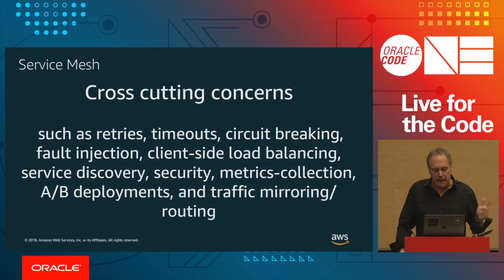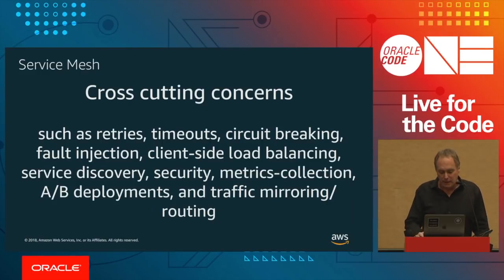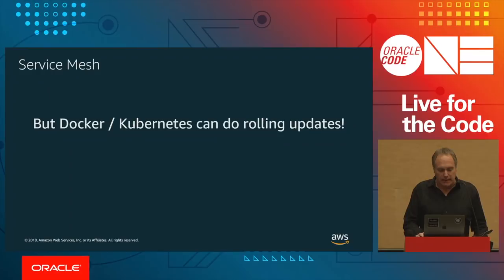There's retries, timeouts. You can have the circuit breaker. I showed you the YAML for the fault injection. Load balancing, client-side load balancing. They work with service discovery. You can enforce security between those proxies. That means your services don't need to implement security. The proxy does it for you. We can collect metrics. We can talk about deployments, and that's what I want to do next, and about traffic mirroring. You could just mirror your traffic and send it somewhere else.